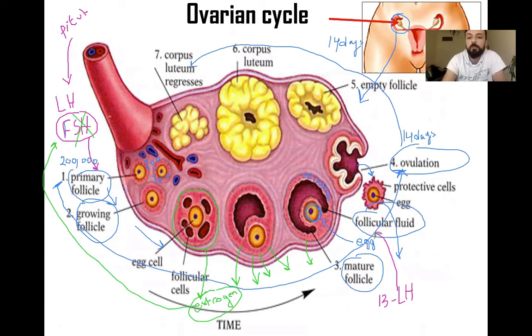After ovulation, the empty follicle, as we said, develops into corpus luteum. But now the corpus luteum will start releasing a new hormone. What is the new hormone that will be released by the corpus luteum? Progesterone. Very good. A new hormone that's released by the corpus luteum is the progesterone. Can you see the orange line? Okay. So progesterone is the new hormone that will be released.